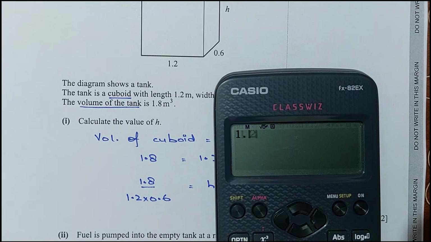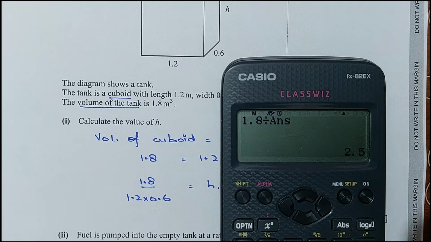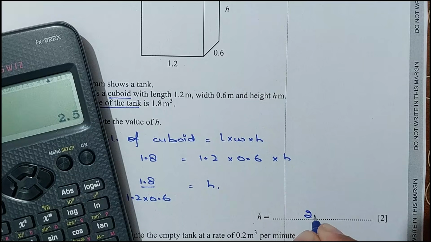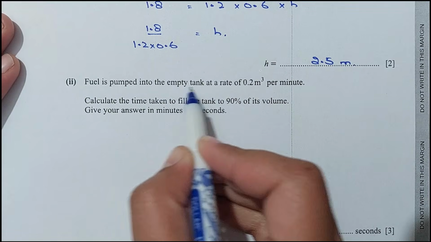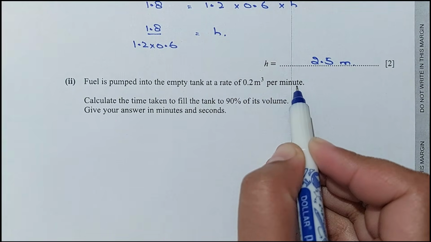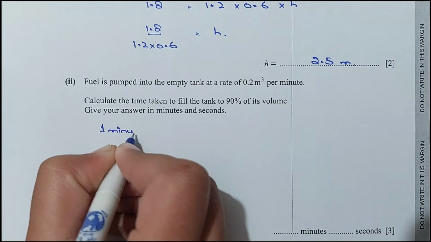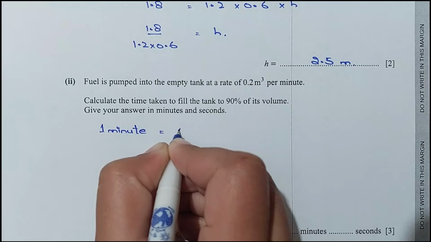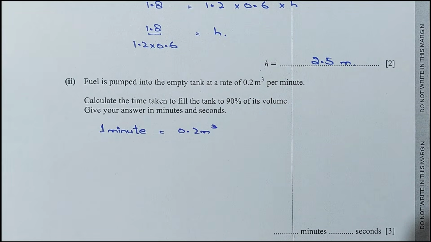Simplify. We have 1.2 times 0.6 and 1.8 divided by, and the answer is 2.5. The height is 2.5 meters. Now for the second part, fuel is pumped into the empty tank at a rate of 0.2 meter cube per minute. Okay, so in 1 minute, how much of the volume is filled? 0.2 meter cube of the tank would be filled.